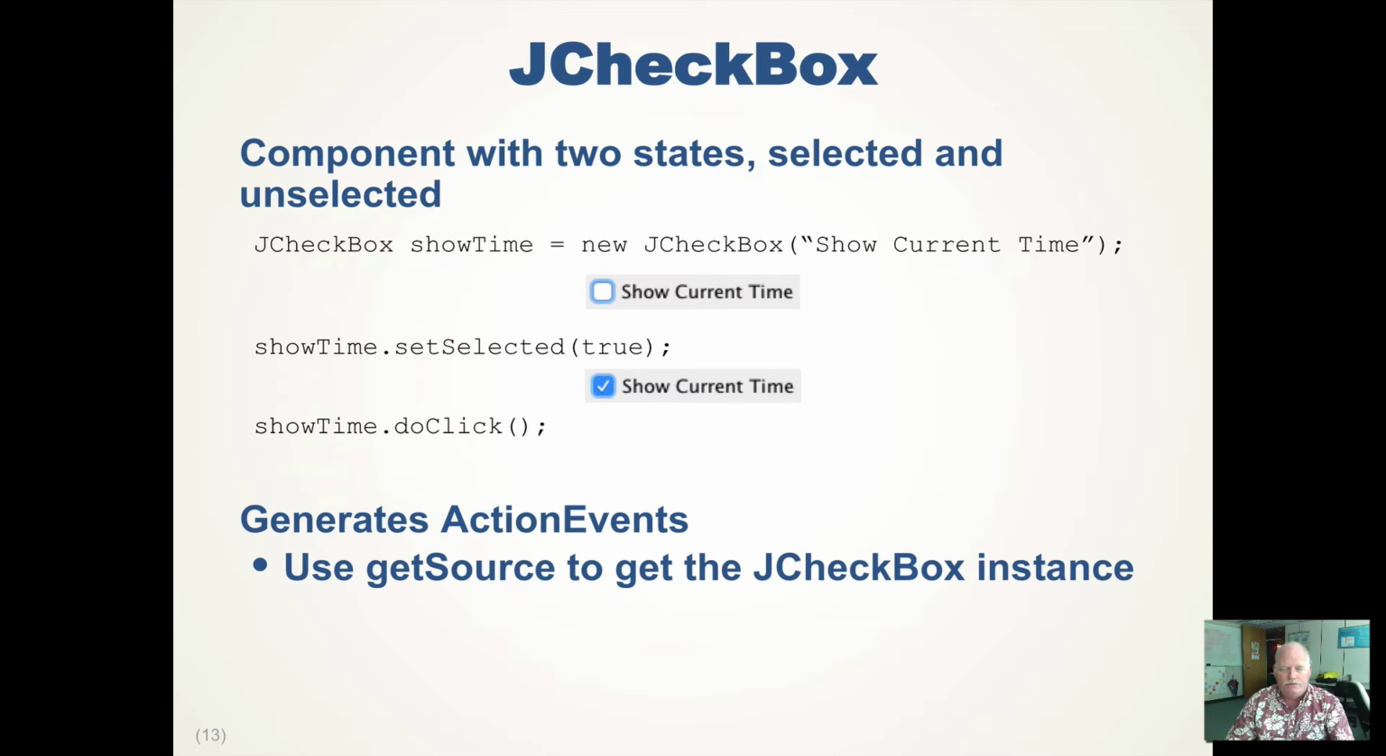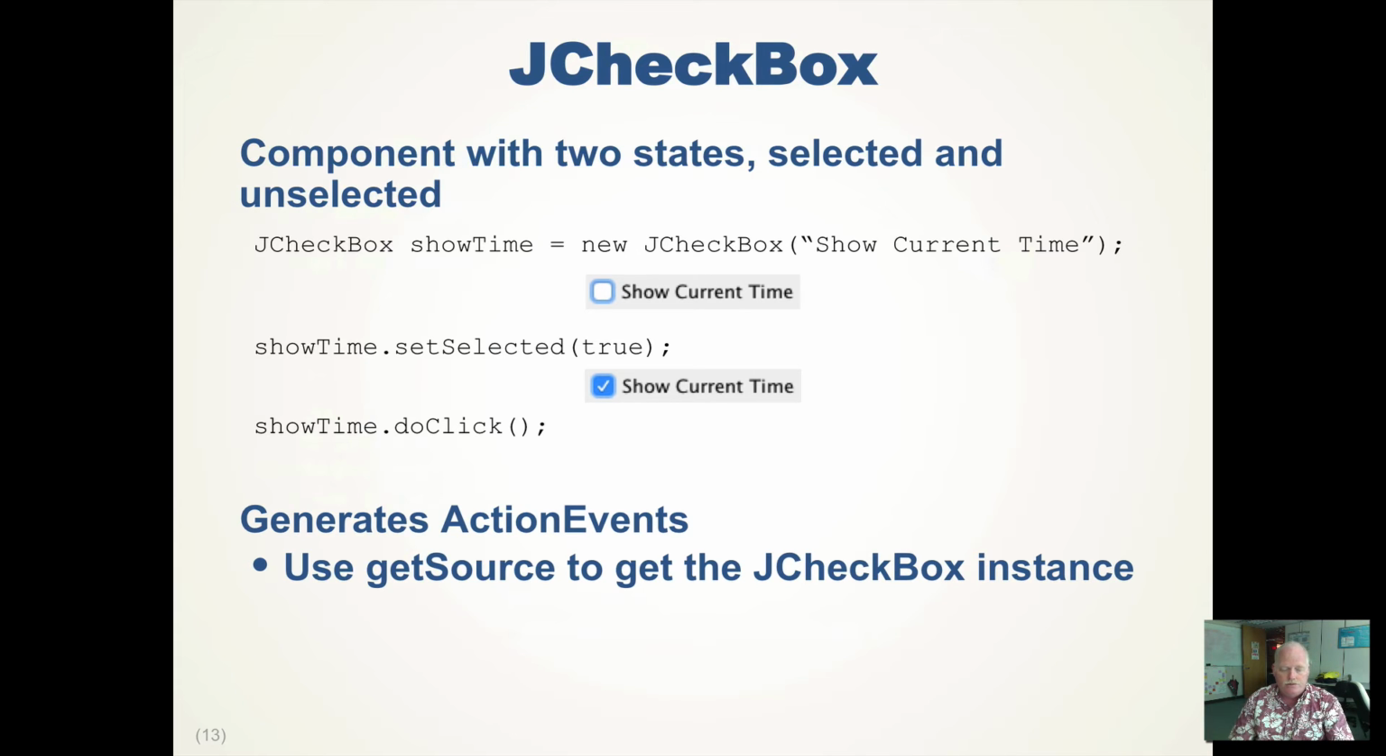The next type of component is a checkbox, just JCheckBox. It allows users to turn things on or off, check them or uncheck them. The 2 states, selected and unselected. To create the checkbox, we create a new checkbox and we supply it some text, which is a label next to the checkbox, in this example, show current time.